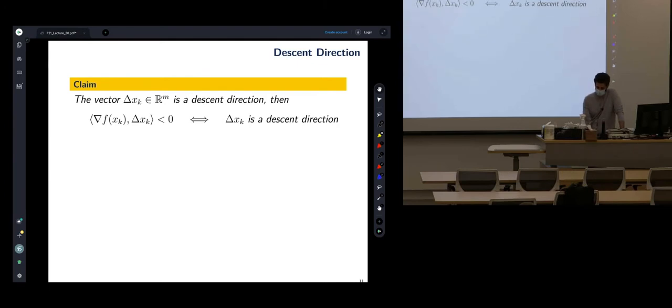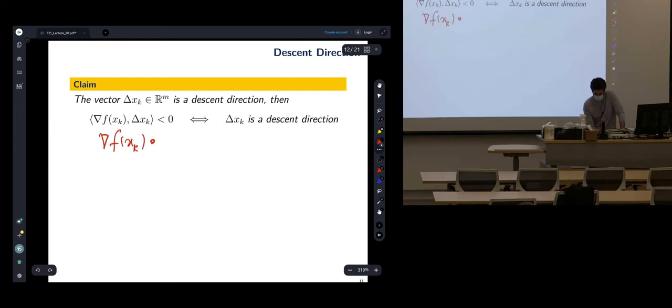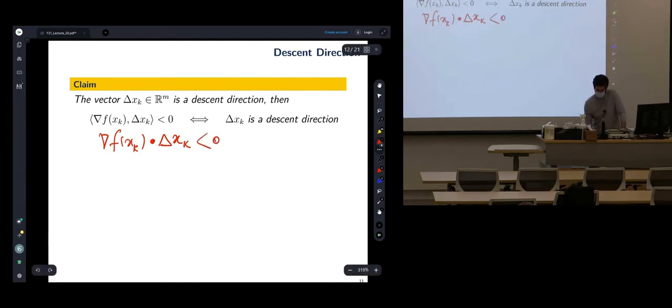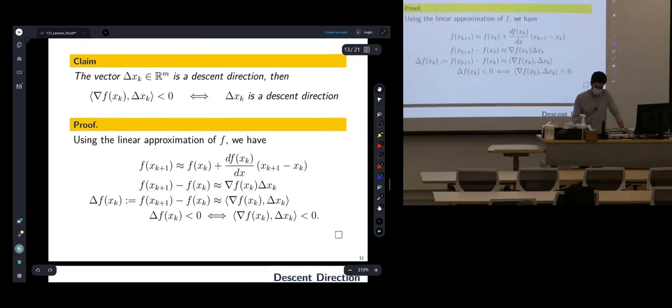A direction is a descent direction if you take the dot product of your gradient and the direction. I'm using inner product, the bracket, because I like it. But this is the same thing, right? I remember we defined the gradient to be a row vector, so this is basically the dot product of two vectors. So the dot product of your gradient and the direction, the delta movement, delta x, if it's negative, then that's the descent direction. Now let's prove why that's the case.